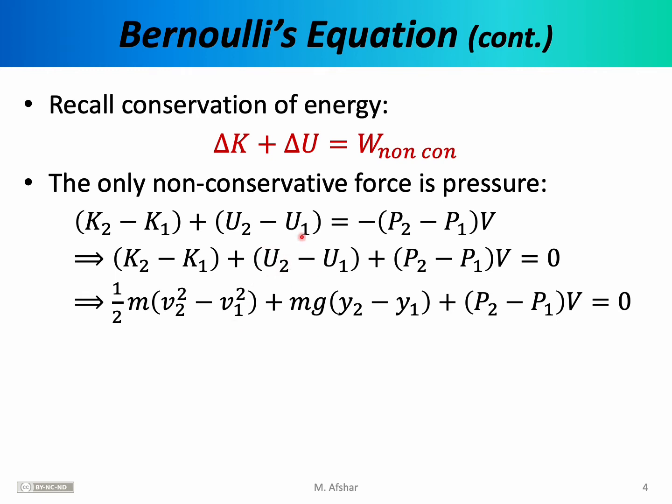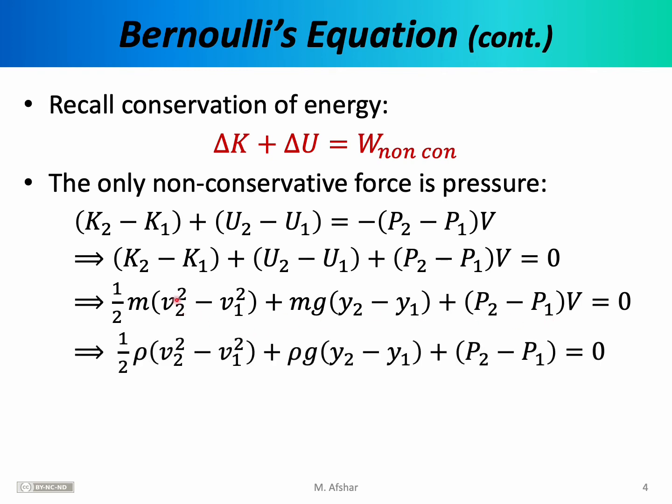We also recall that gravitational potential energy is mgy. So we'll write that as mg delta y, and we'll leave the rest of this alone. We're almost done. We're going to now divide this entire equation by volume. We find mass divided by volume can be expressed as density of the fluid. Here also mass divided by volume can be expressed as density of the fluid. And of course, when we divide this entire equation by volume, this volume here simply cancels out.